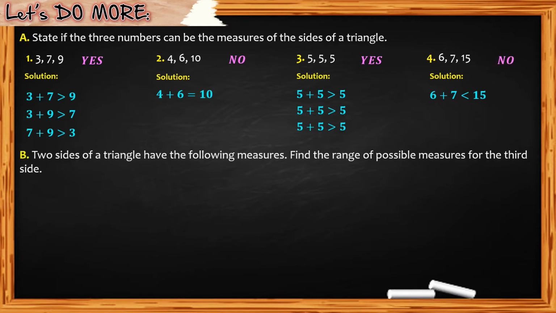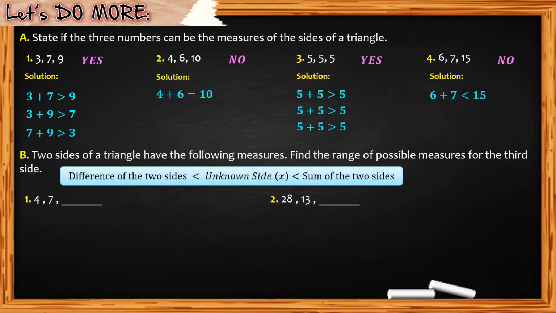Now for letter B, two sides of a triangle have the following measures. Find the range of the possible measures for the third side. We are going to use the formula. So we are going to start on the middle, the unknown side or x, greater than the difference of the two sides, but less than the sum of the two sides. Now for number 1, given 4 and 7, what will be the possible measure for the third side? So for the solution, we have x greater than 4 but less than 7.